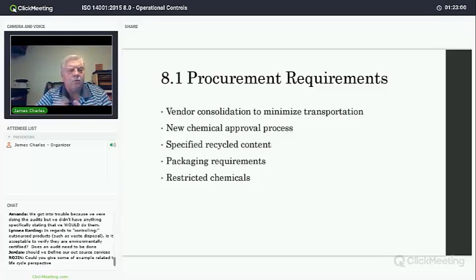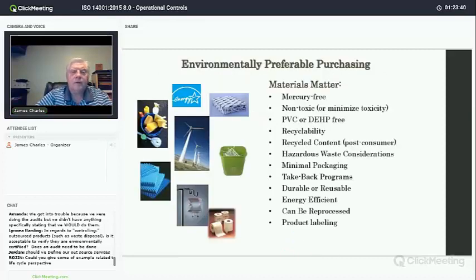A new chemical approval process. How is the toxicity and impact of chemicals reviewed when new chemicals are approved? Do we buy things with a specified recycled content? Packaging requirements. When we specify things are packaged to us, do we ask for our components to come to us in returnable dunnage so we can turn around and return it back to them instead of using cardboard? And then are there specific restricted chemicals that we tell organizations that we don't want to be in our products? And these would all be perceived as specific requirements of procurement.